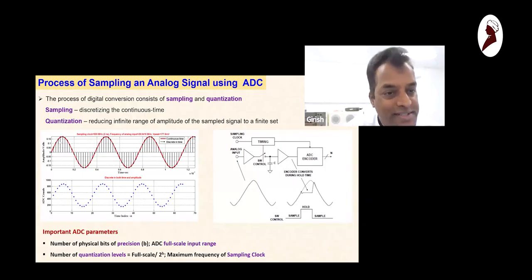So you have converted a signal which is continuous in time to a set of numbers with which we can process these signals in a computer or a processor. That is the aim of analog to digital conversion.